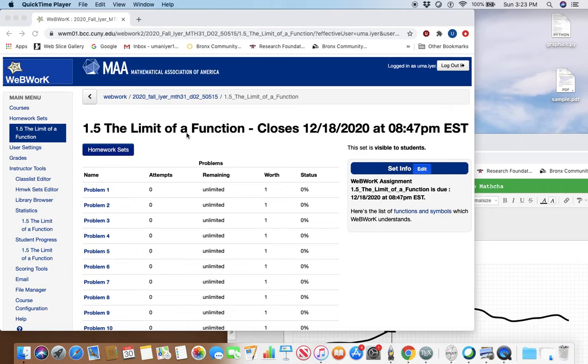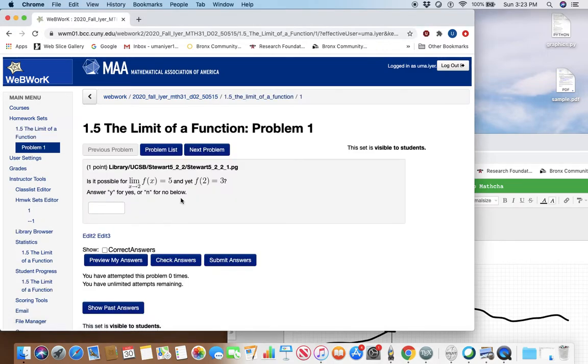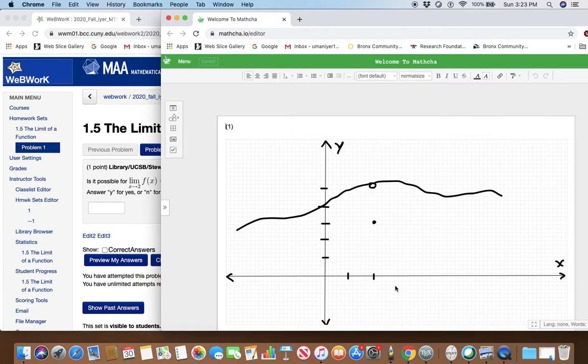We start working on problems from WebWork on section 1.5. Problem 1. Question: is it possible for the limit as x approaches 2 of f(x) to be 5 and yet f at 2, the value at 2, be 3? Okay. Well, here is an example.